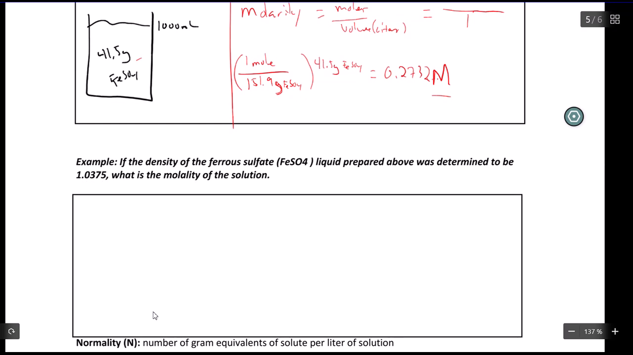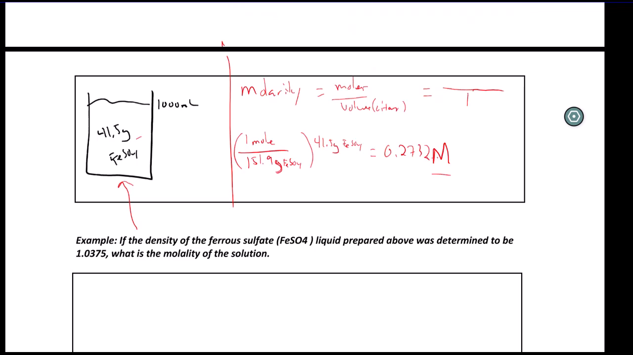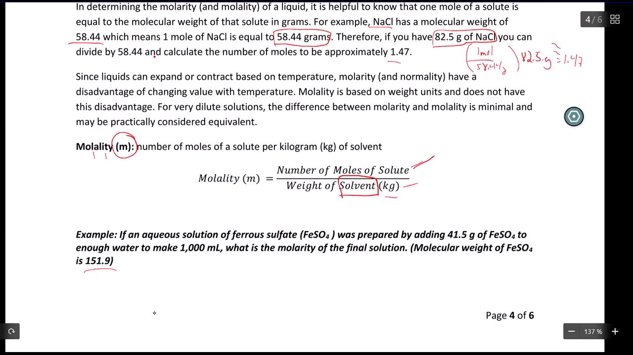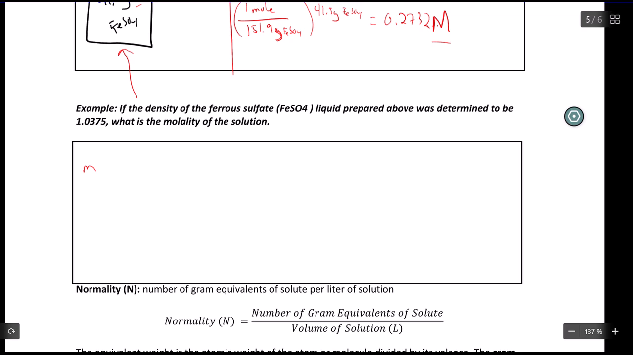This is a question taking something we learned previously about density and utilizing it to solve another problem for molality. It says if the density of the ferrous sulfate liquid prepared above was determined to be 1.0375, what is the molality of the solution? Well, first, what do I need if I want to know molality? Molality is number of moles over the kilograms of solvent. So little m, I'm going to need number of moles, and I need to divide that by the kilograms of solvent, right?